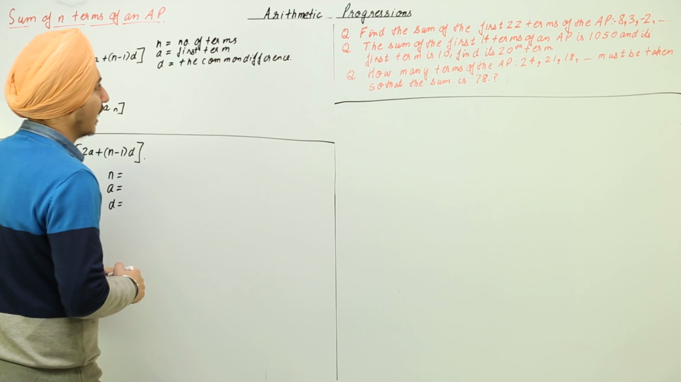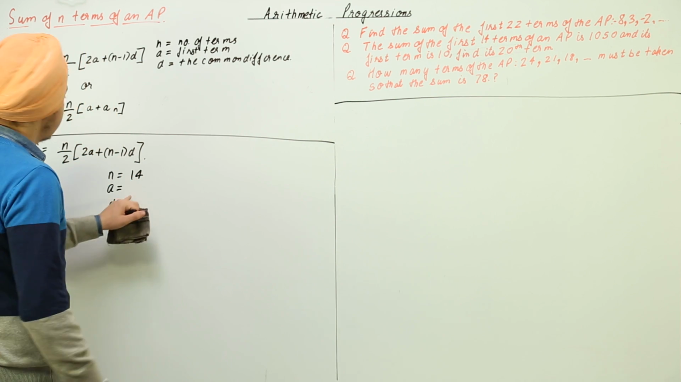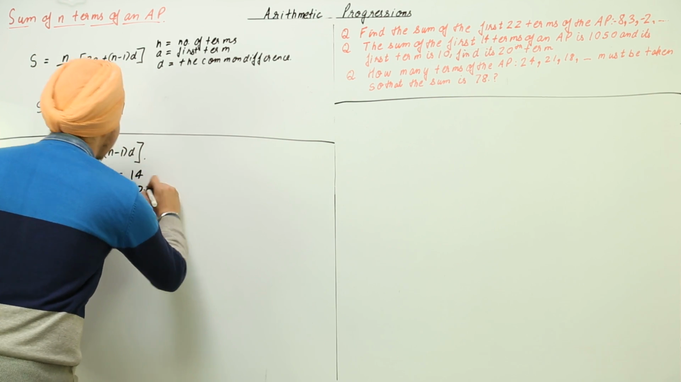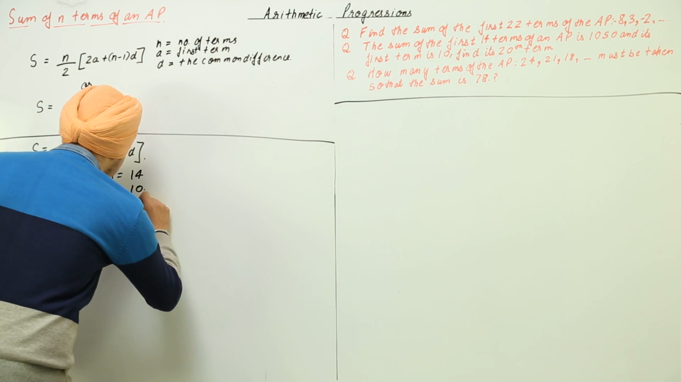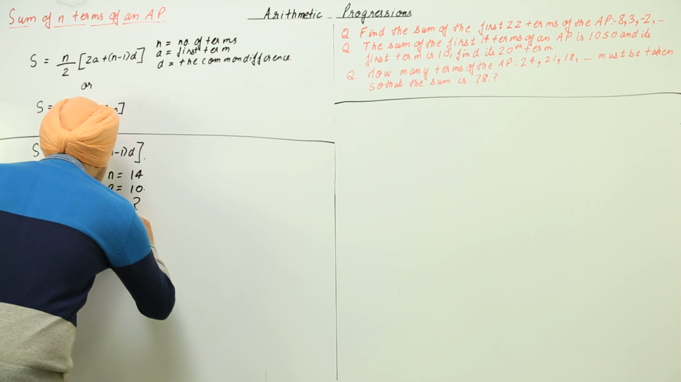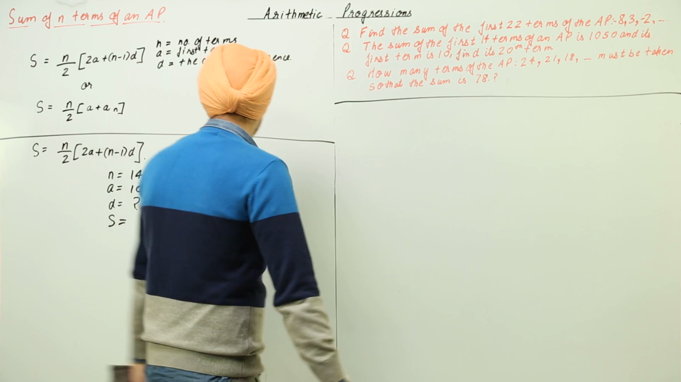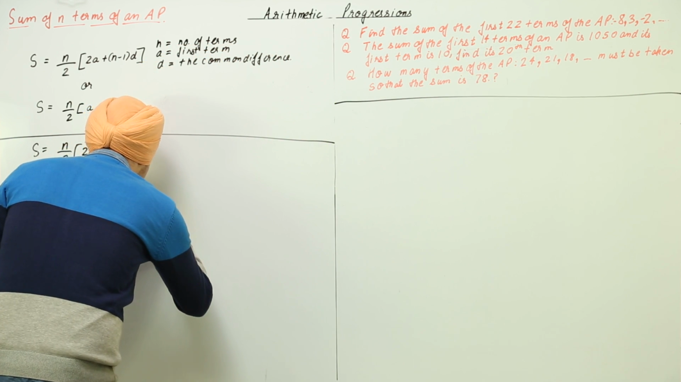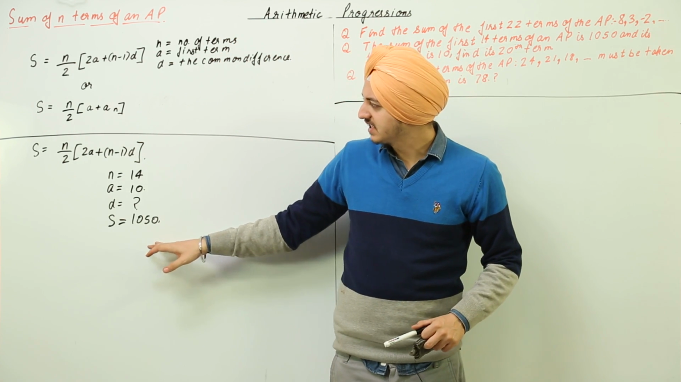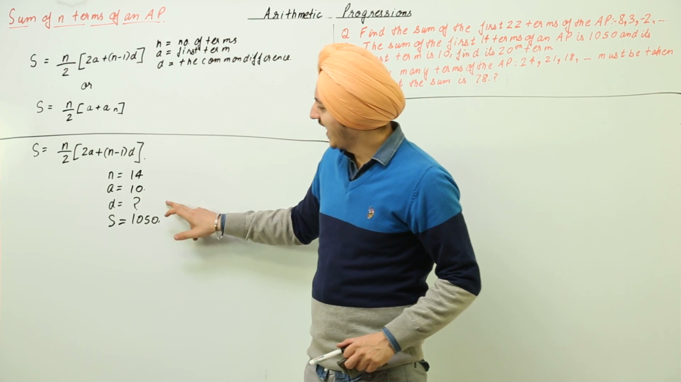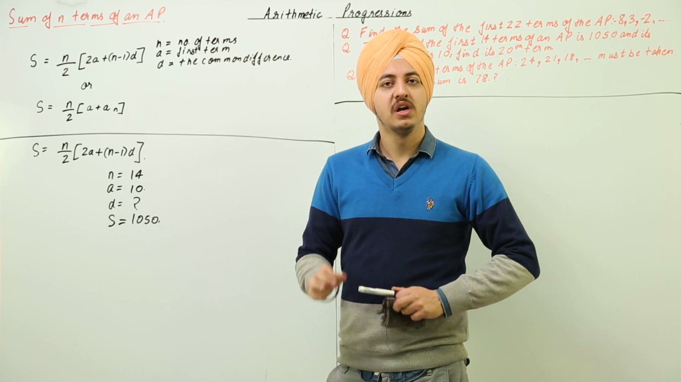So if we say over here that n is equal to 14, okay, a here is equal to 10, that is what is given, right? The first term is 10 and d we don't know, correct? And s over here is equal to 1050. Now if you see over here in this, if we put on all the values of s, a and n, we can find the value of d, correct? That is a common difference.